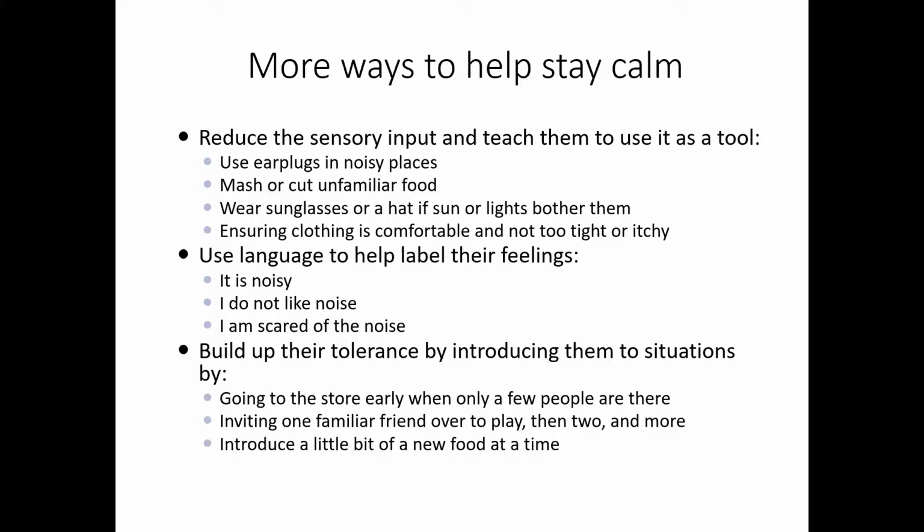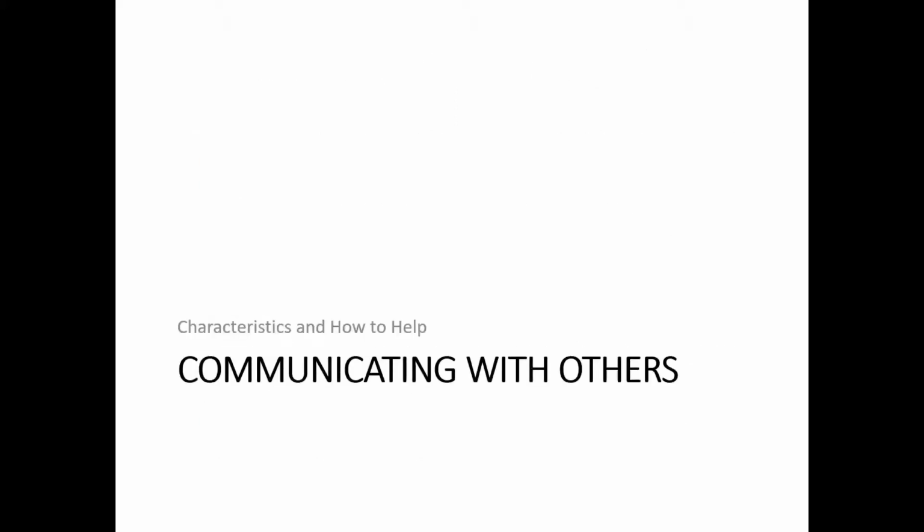And supporting with building up their tolerance by introducing them to situations, by going to the store early when only a few people are there, inviting one familiar friend over to play, then two more. So kind of using that shaping strategy in ways, or introducing a little bit of a new food at a time. So we can gradually work on behaviors to help build up their tolerance and to help them feel more comfortable with that. And also being there to help them with those calm down strategies. So this is going to look different for each autistic person, and often it can take time to find what's the best fit for them, what helps them to calm down and helps them stay regulated.